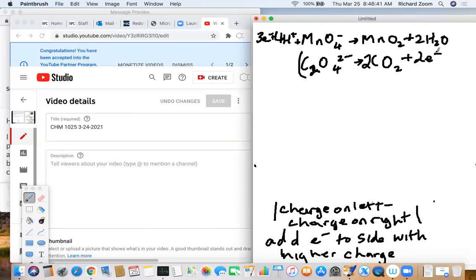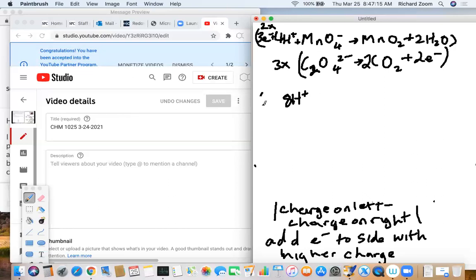All right. The next thing we do is we multiply the bottom reaction by 3, we multiply the top reaction by 2. This will allow us to get 6 electrons onto each side. Anybody have any questions about that? We're trying to even out the electrons. So now we will do the hydrogens. We got 8H plus.